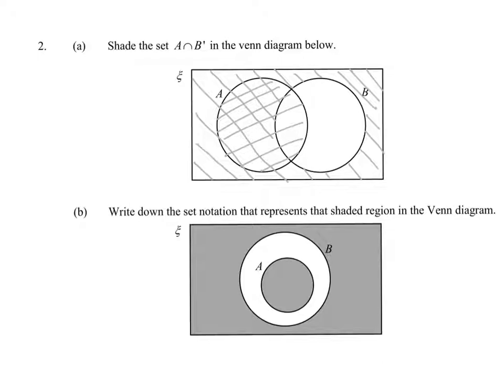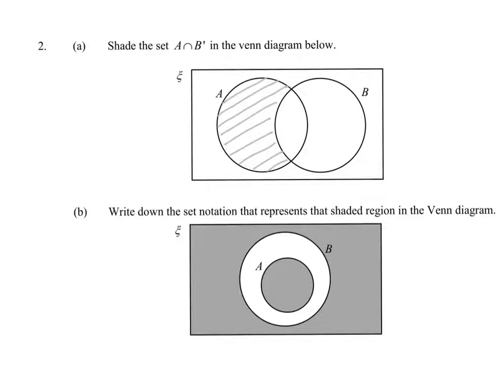Where is the portion with 2 lines? We have 2 different shadings. In this case, this one only has 1 line, so I don't want this portion. This one also has 1 line, I don't want this portion. And then here, they cannot touch, here has 2 lines. That means they only want this section. So shade the section in the Venn diagram below with A intersect B complement. This will be your answer.